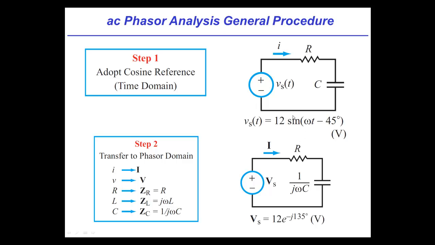So when we convert to cosine, we're going to get 12 cosine omega t plus 135 degrees, because we have to shift by 90 to get to here. I'm shifting to cosine reference, and there it is. Actually, this is the phasor, I'm jumping ahead. The exact expression is 12 cosine omega t plus 135. Okay, so step 2: I transform my circuit from the time domain to the phasor domain.